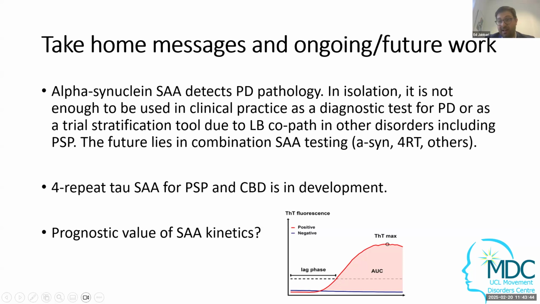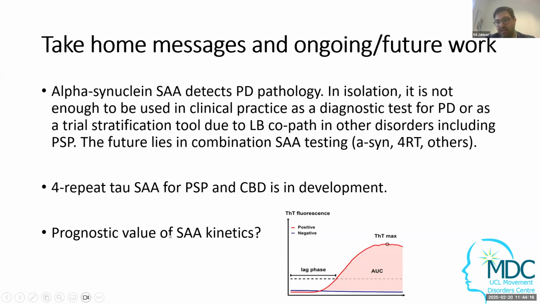So the future that I see is very much in the combination, the combined application of SAAs, an alpha-synuclein SAA with a 4-repeat tau SAA that will allow us to more accurately stratify patients as to who's got Parkinson's disease and who's got PSP or CBD at a very early disease stage. And this is something that is a real unmet need in both the clinical world and the research world. As I've touched on, 4-repeat tau SAA for PSP and CBD is in development, and watch this space. Hopefully, we're going to be able to report some positive results in the coming weeks and months.